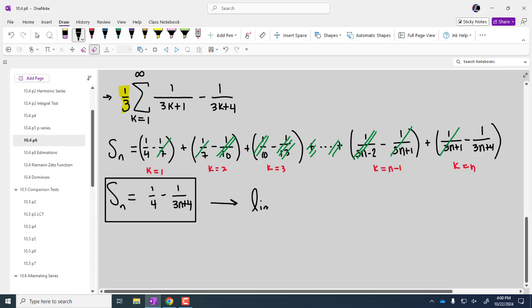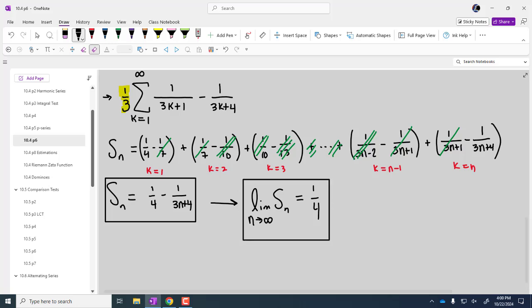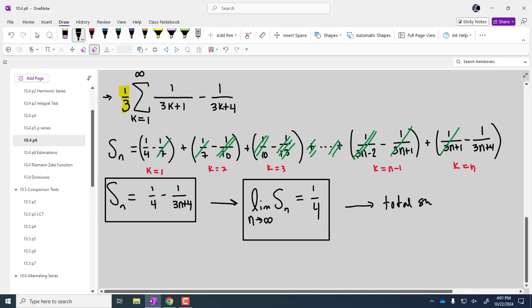And then we're going to take the limit of S of n. And what do we get? 1/4. So that is the sum of the series, except for the fact that we have a 1/3. So the limit of S of n is 1/4. And so the total sum will be 3 multiplied by 1/4, which will be 3/4.